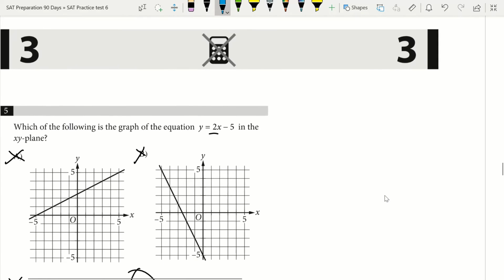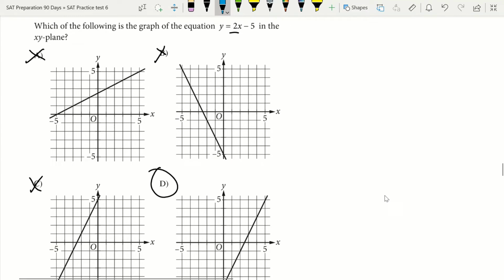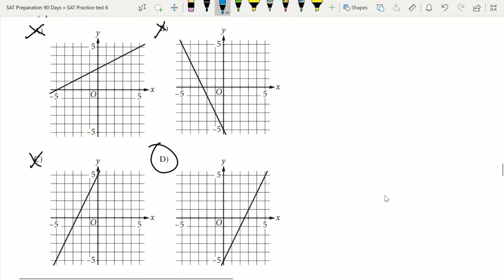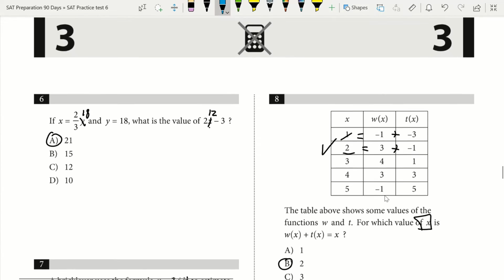Question 5, which of the following could be the graph of y equals 2x minus 5 in the xy plane? Okay, I'm going to have a negative y-intercept, and I'm going to have a positive slope. Since it's 2x, D is going to be correct. Just check that one. Okay, now I've got question 6.